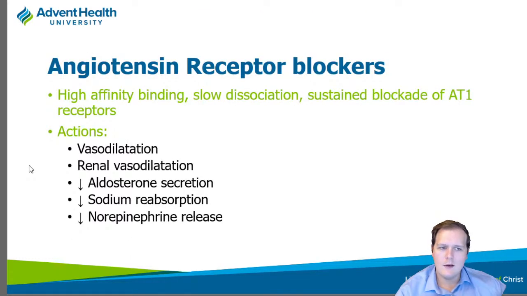I have a cousin who was on an ACE inhibitor. He had a horrible cough. His wife almost kicked him out of the house. So he switched over to an ARB, and everything was fine, right? So he was able to get his blood pressure under control.